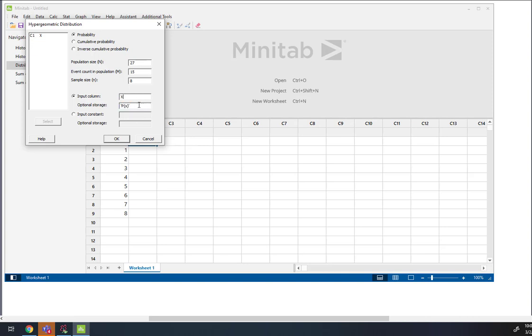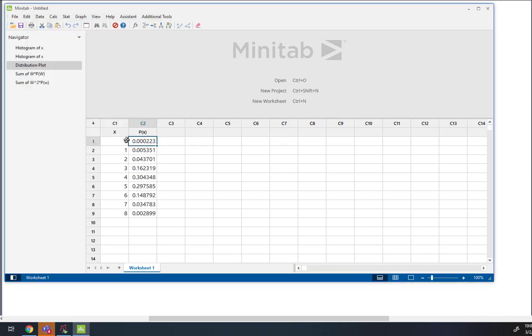Now take a look at that and see if that all looks okay. We've got 27 people in the club, 15 are women. We're taking samples of size 8. X is the random variable, and its values are in column C1. And we want to put the probabilities in the next column. So I think everything's okay, and this is certainly faster than what we could do by hand.